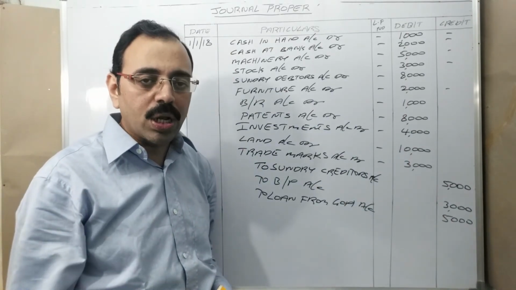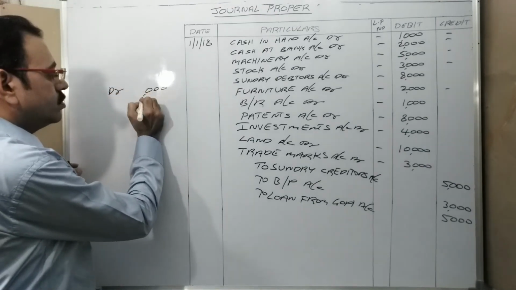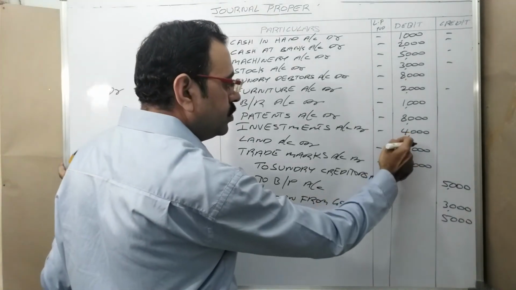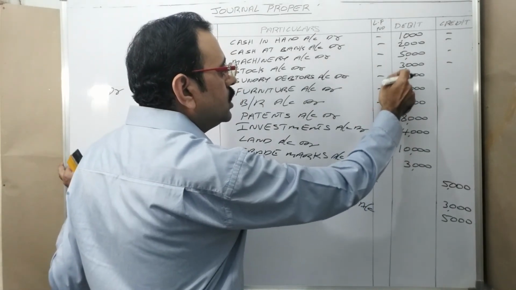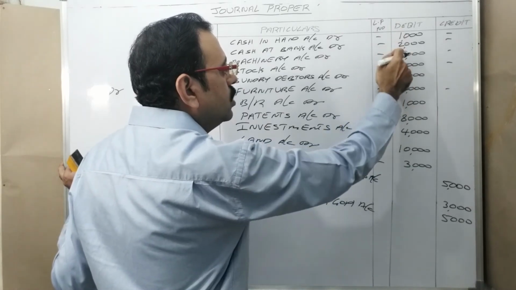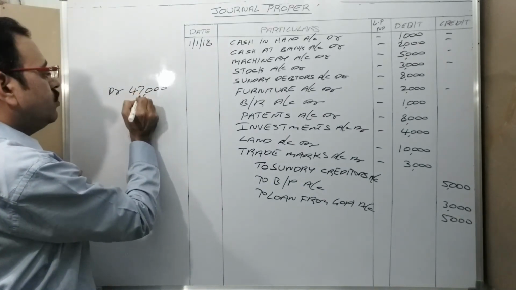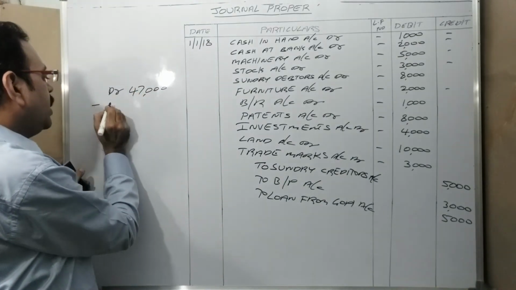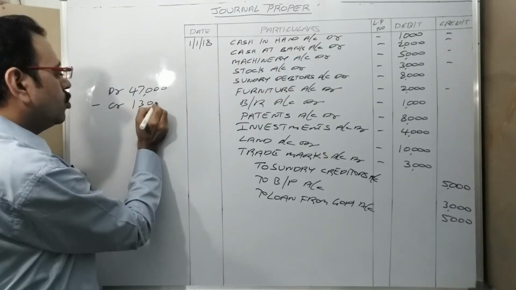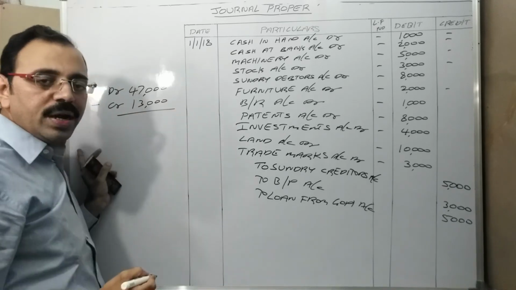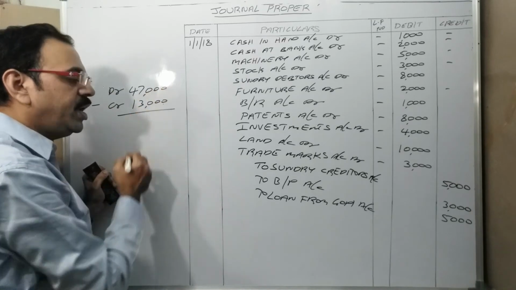Now let us observe the totals. Debit side total is 3, 4, 8, 16, 26, 26, 30, 37, 47. 47,000 rupees. Credit side total is 13,000 rupees. So debit and credit amounts are not the same. Credit is less than debit.